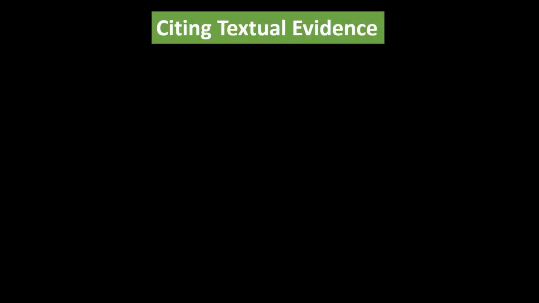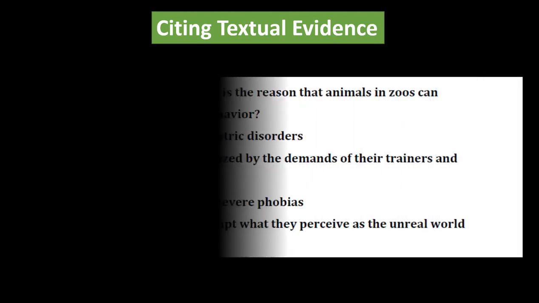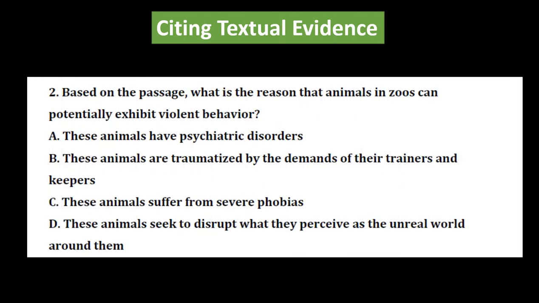Another category of the reading questions is citing textual evidence. An example of such questions would be, based on the passage, what is the reason that animals in zoos can potentially exhibit violent behavior? Here we need to find textual evidence which shows the reason that animals in zoos can potentially exhibit violent behavior. And we have 4 choices.